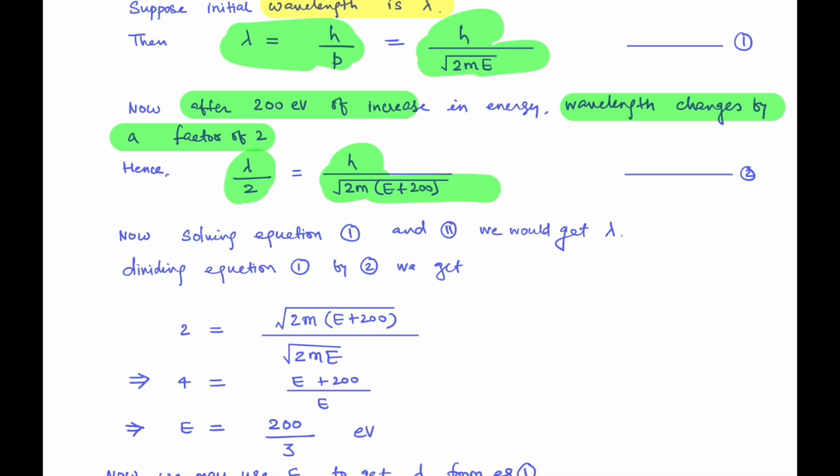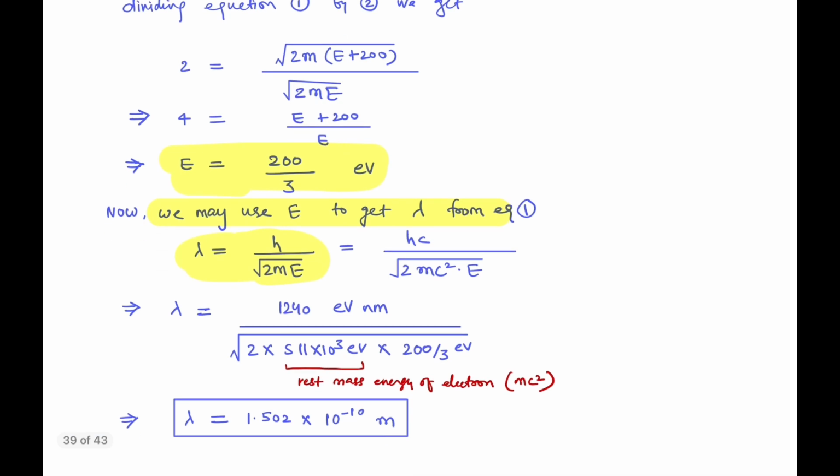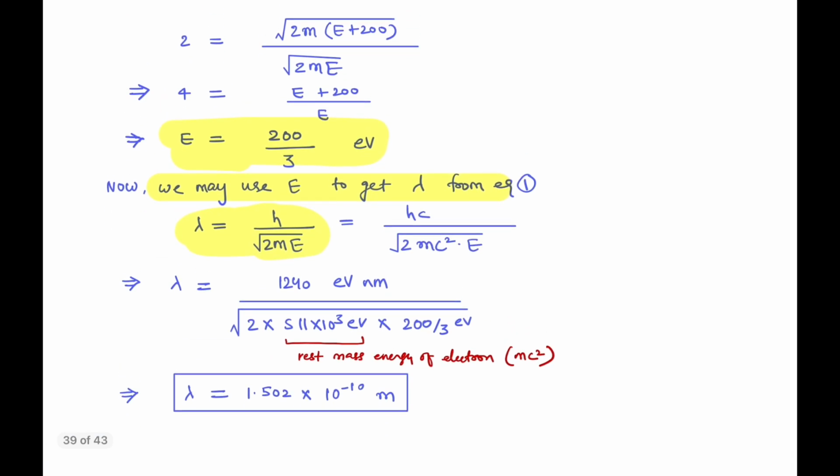Now when you solve equation 1 and equation 2, you will simply get energy to be 200 divided by 3 electron volt. And we may also use this energy to get lambda, because once we have energy, we can easily get lambda by using the de Broglie hypothesis. Put it in this formula, and we will calculate that it is going to be 1.502 angstrom, because 10 to the power minus 10 meter is 1 angstrom.